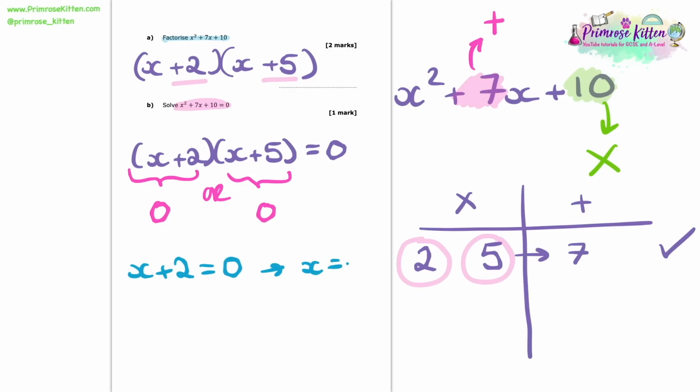So we could say x plus 2 equals 0, and then rearrange that to find that x must equal minus 2. Then we can do the same with the other bracket, x plus 5 equals 0, which means that x must equal minus 5. And there we have solved this equation with the solutions x equals minus 2 and x equals minus 5.